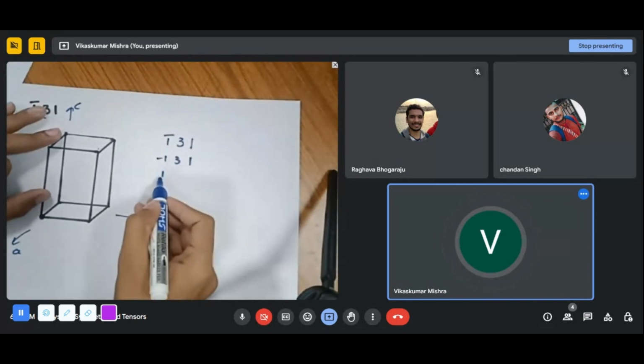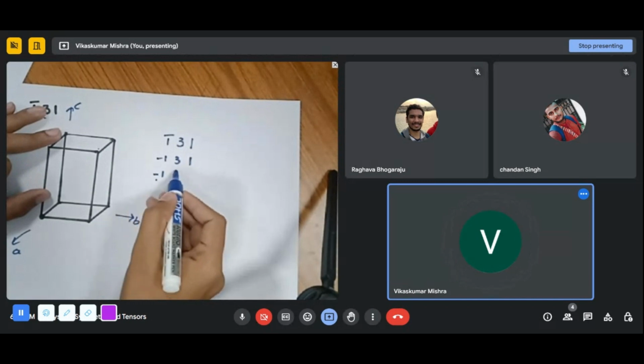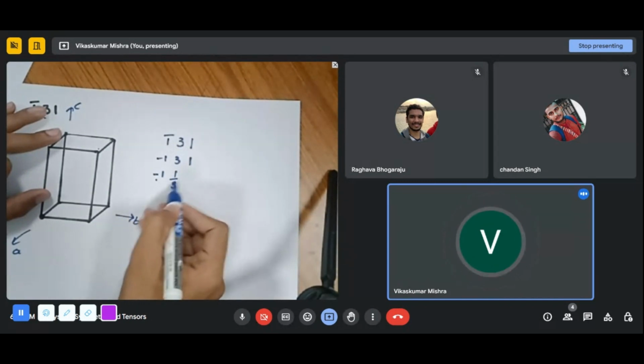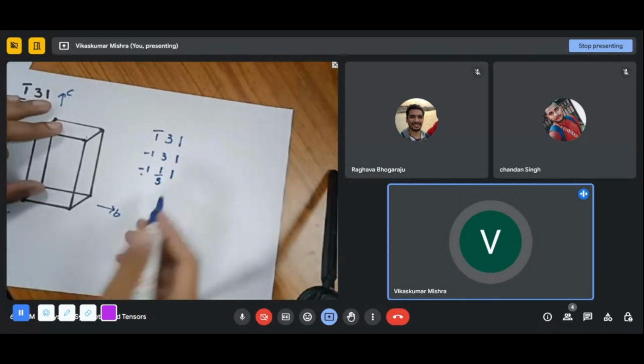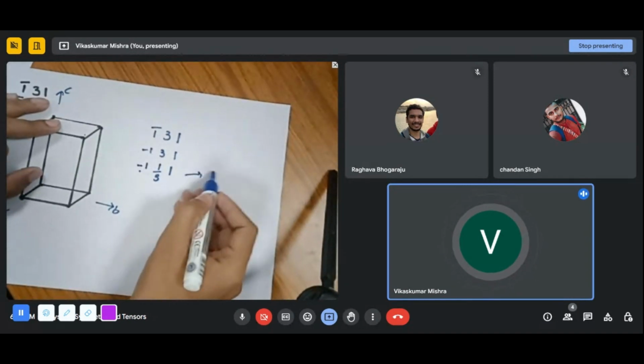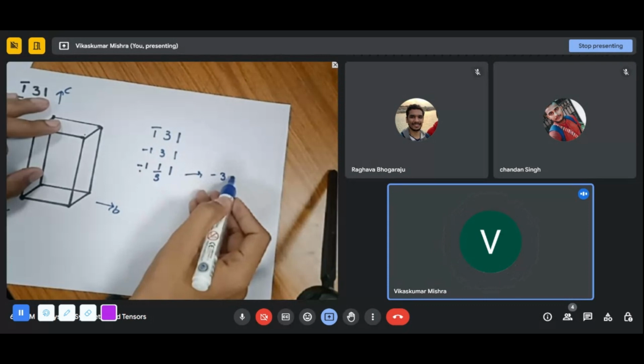That is 1 by 3. That is minus of 1. That is a 1 by 3, and this is 1. Okay. Now one can say that okay, I don't like fraction. I would like to multiply by the 3 to all of them.